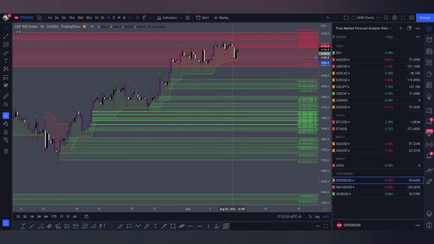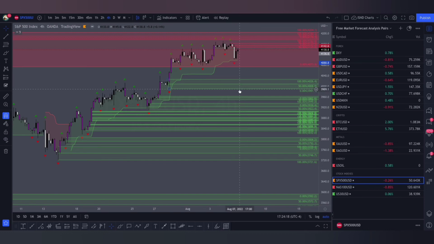We do have, okay, yes, this 4-hour demand has already been tapped into. So again, from the onset, I may drop down to a lower time frame supply and see if that holds, and maybe see if I can get a tight entry on the SPX 500 to take it to the downside.